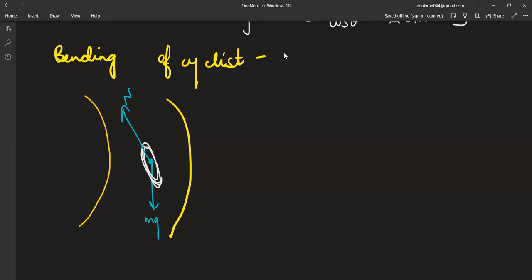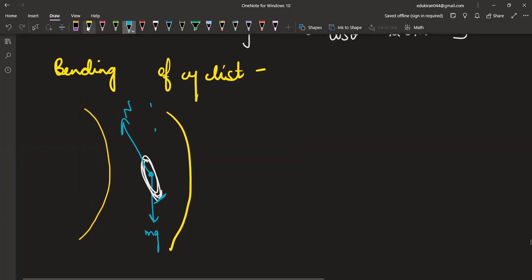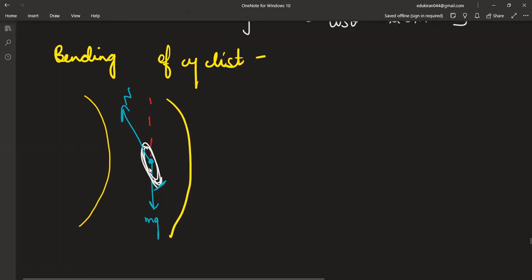All right, so mg is acting downwards. Normal reaction is taken not straight, but perpendicular to the surface of contact, which this time is this. But we cannot use this normal reaction as it is, because it is not helping in any manner. You have to resolve it to balance the rest of the forces. So here the angle that we'll take will be theta. Again, you will resolve, this becomes n cos theta and this becomes n sine theta.